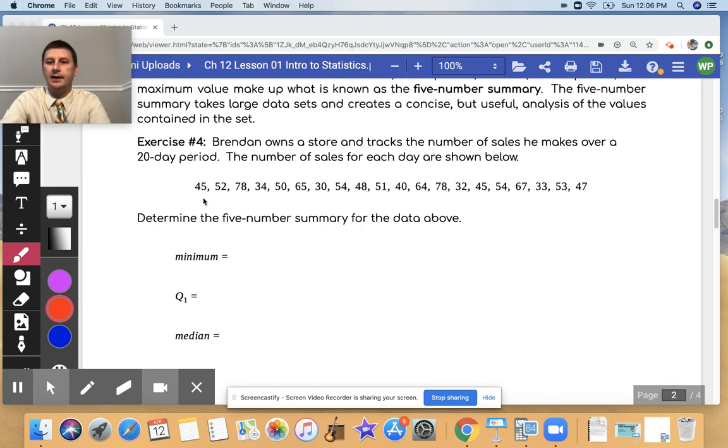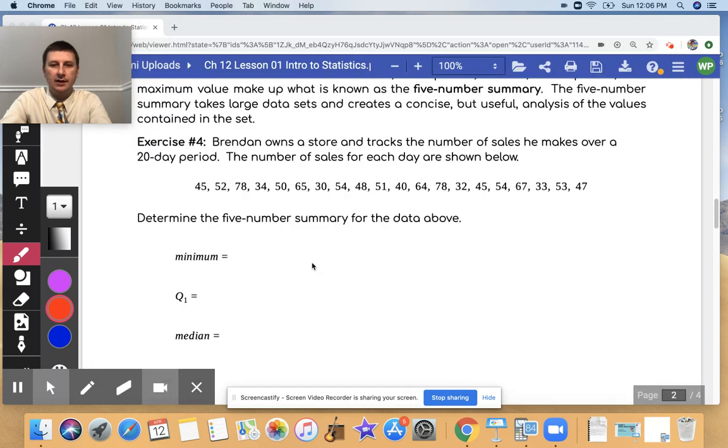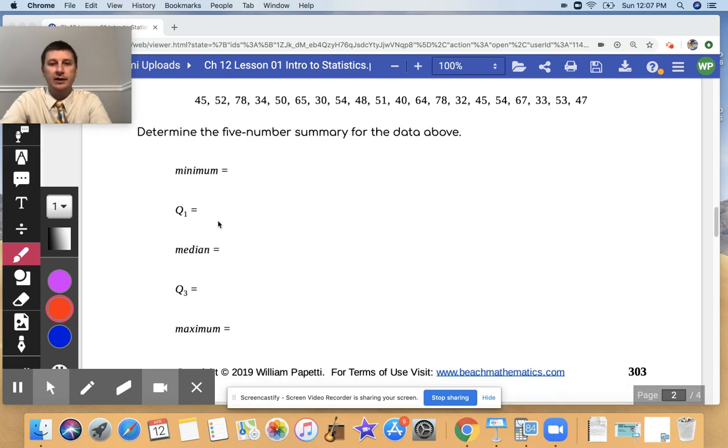Let's take a look back. Yes. Okay. So we're on line 21, which means we should have 20 data values. Let's see. We have a 20-day period. So yes, there should be 20 data values in this list. Determine the 5-number summary for the data above.